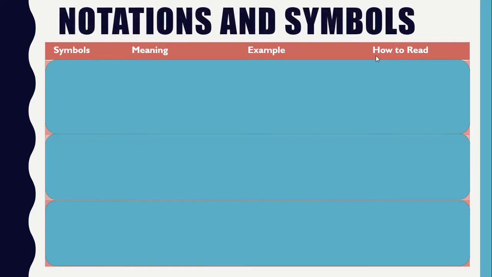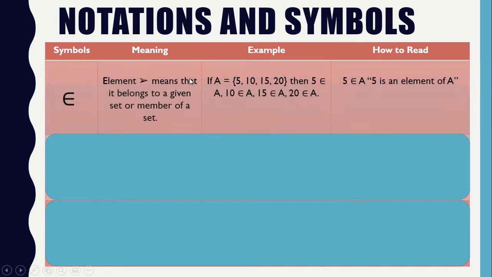So, let's start. Our lesson is notations and symbols. The first symbol is the symbol for element, the one that looks like an E, but without the corner. What does element mean? Element means that it belongs to a given set or is a member of a set. Once you see this symbol, it means that the element is part of the set or within the set.